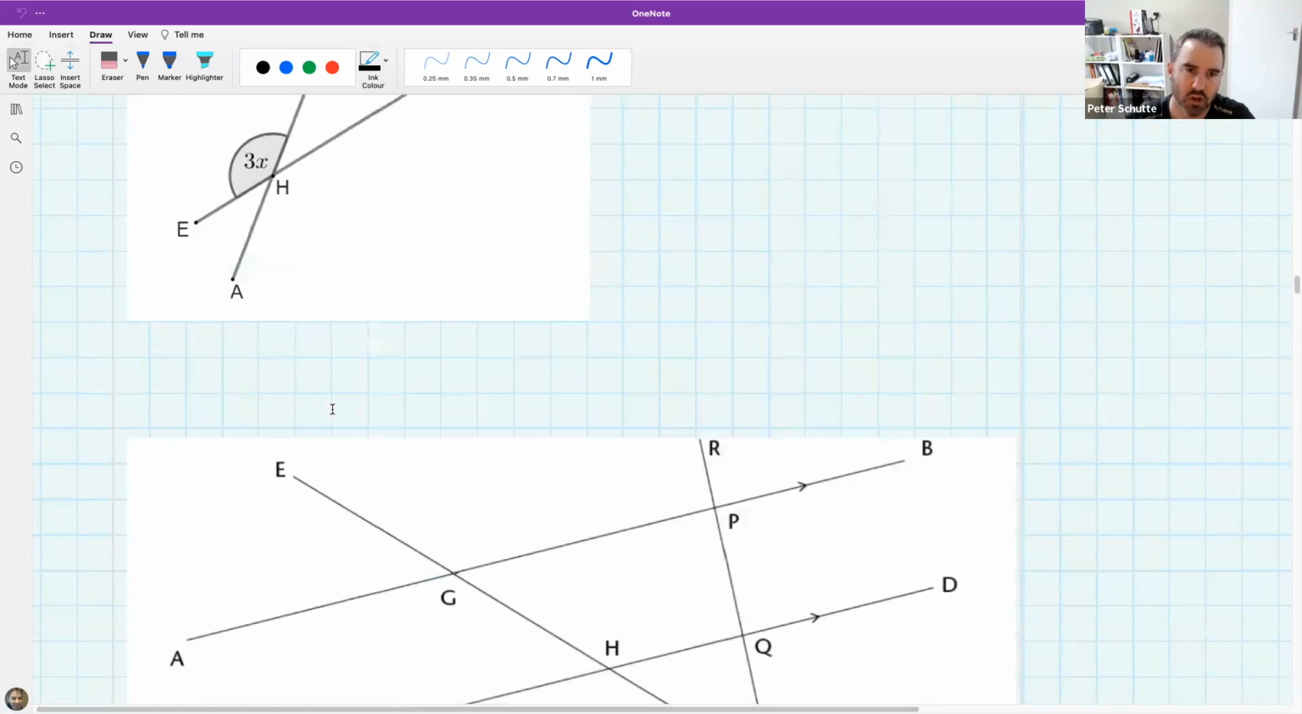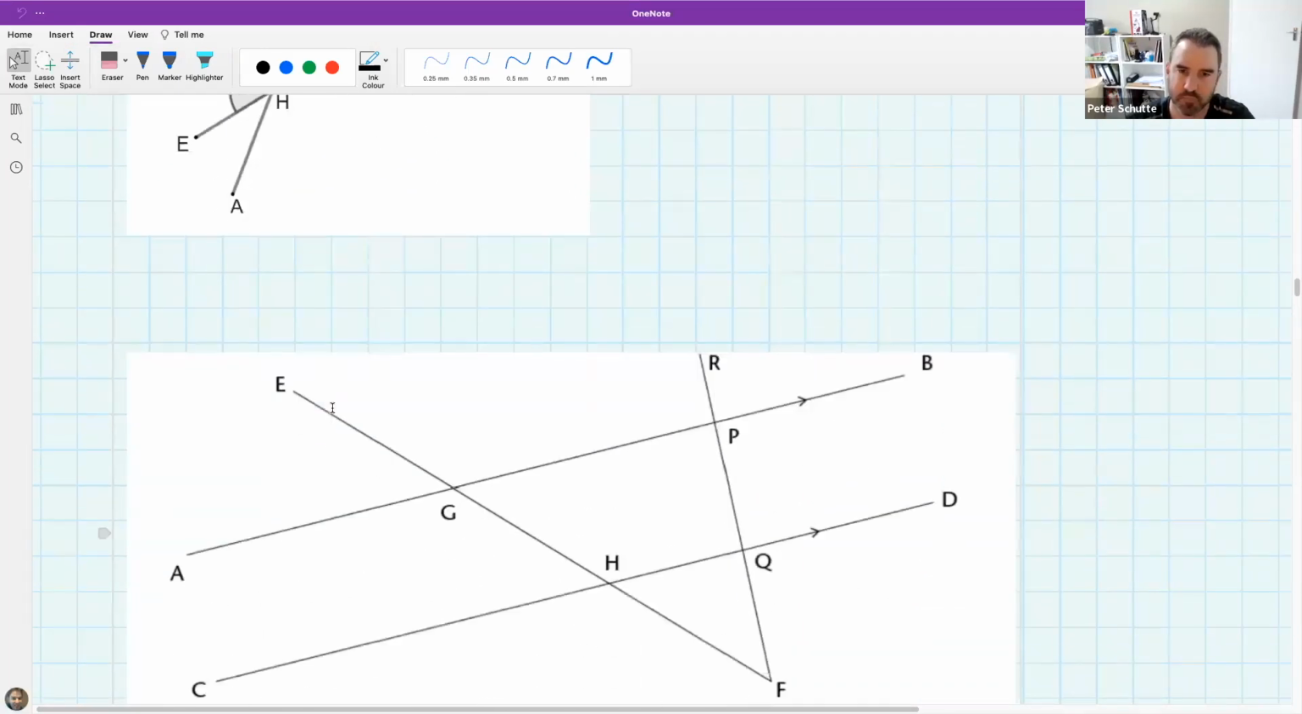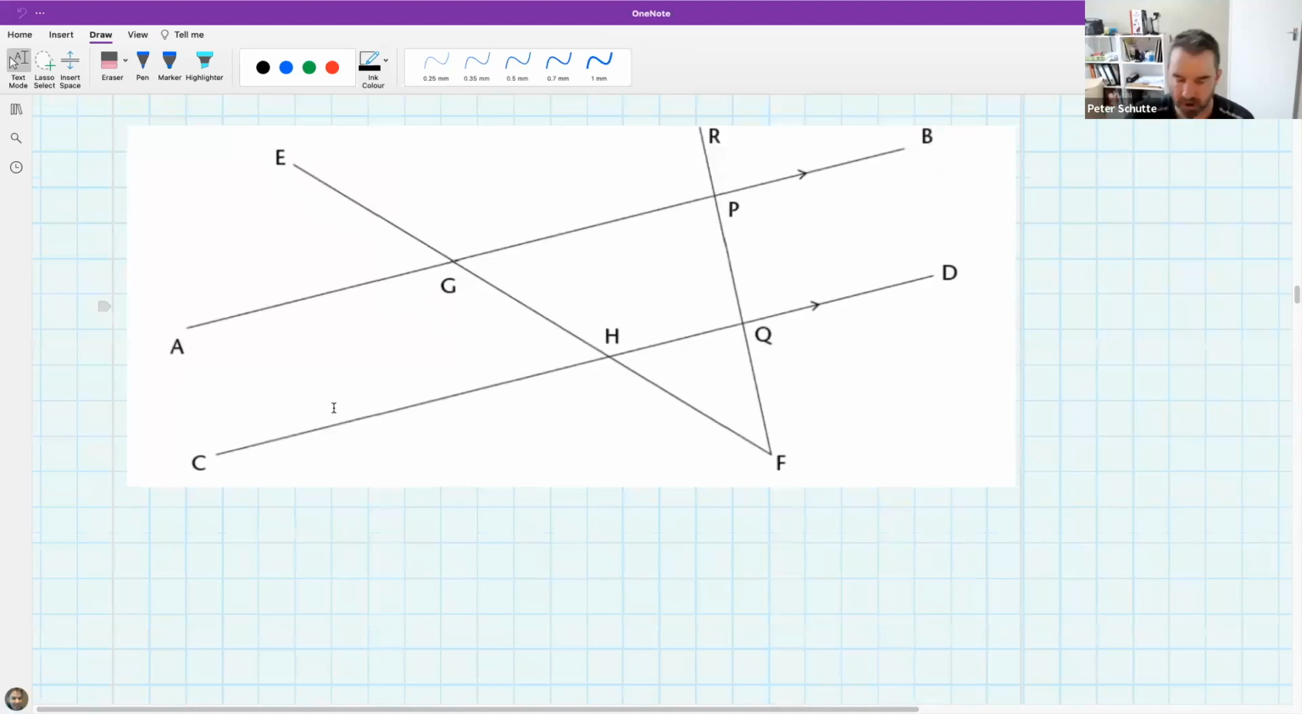Okay, now let's have a look. I want to talk about something else before we take our break. When we have lots of lines crossing each other, what we sometimes do is we add these little letters and we go 1, 2, 3, 4. And what that means is the vertex there is P, and these angles are called P1, P2, P3, P4, and so on. And the same thing could be done over here, where we say Q1, Q2, Q3, Q4.